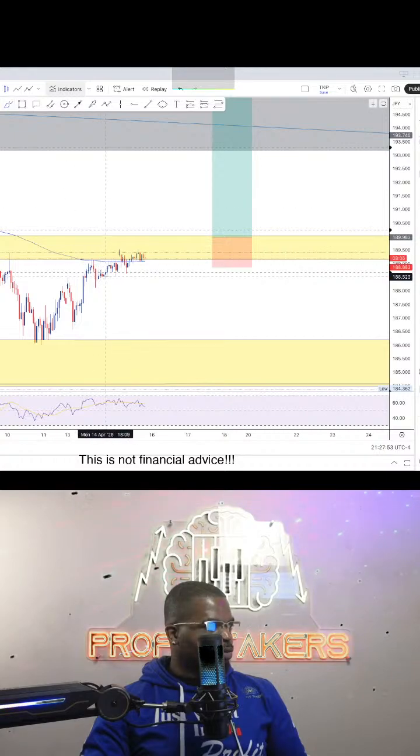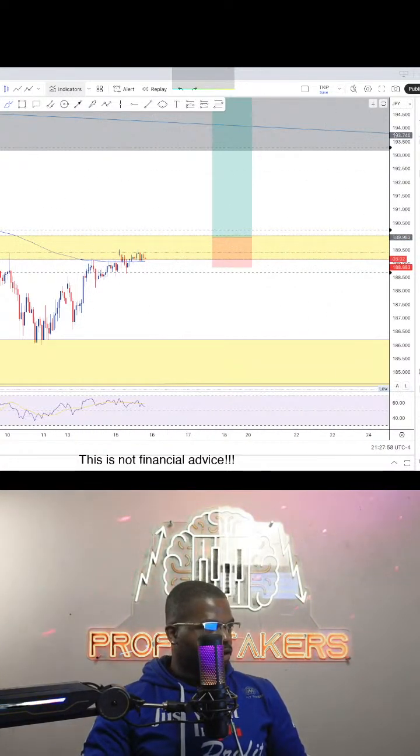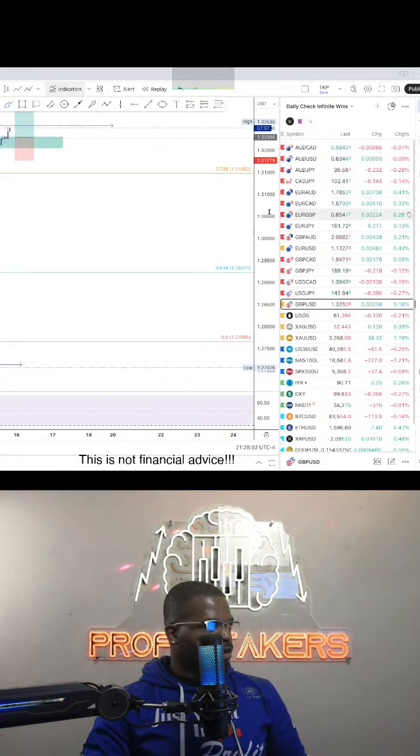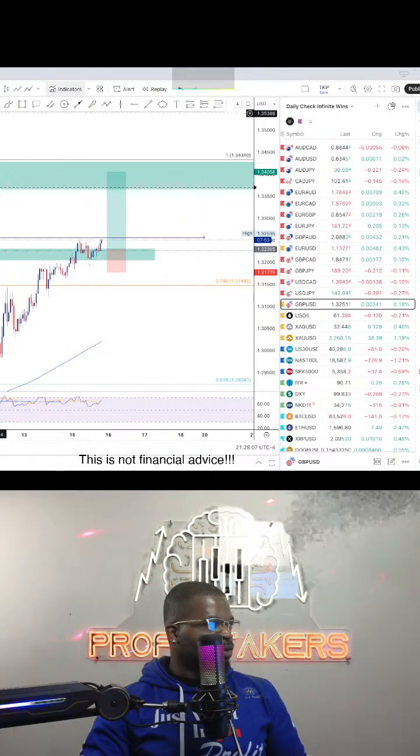Okay, price broke above that 200-day EMA slightly. We'll see how it continues to play out. Let me look at, what was it, pound USD? All right, cool. So pound USD, same concept.